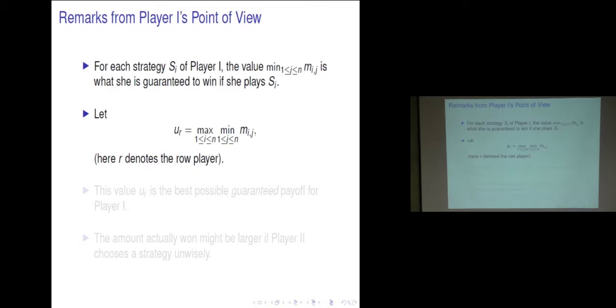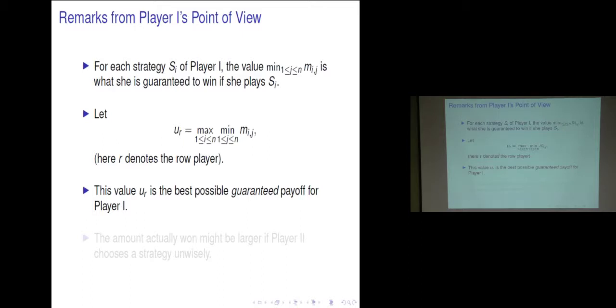Because if you play a strategy, the minimum among these entries will be the guaranteed return. So now you choose the one that reaches the maximum. That's the best thing you can do. You may have a chance to hit a higher return, a higher payoff, but there's no guarantee, right? It depends on the other player. Now this number called U sub R, R for row player, is the best possible guaranteed payoff for player one.